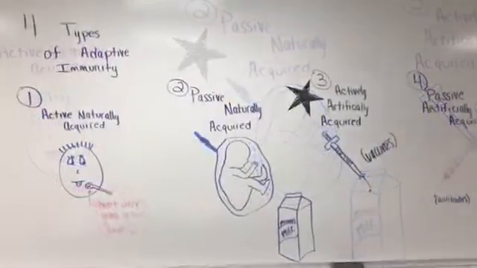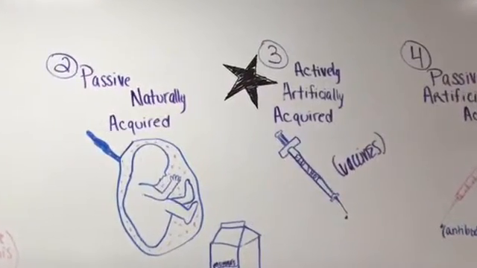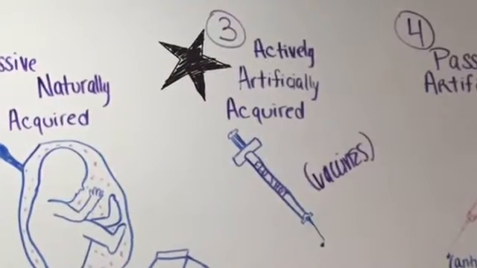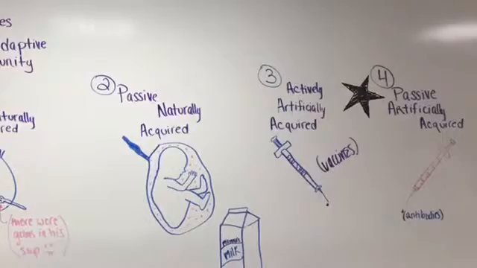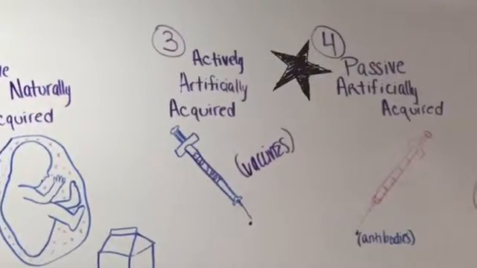The third one is active artificially acquired. A form of pathogen is injected into the body. Most common forms are vaccines. The fourth one is passive artificially acquired. Antibodies are injected into the body.